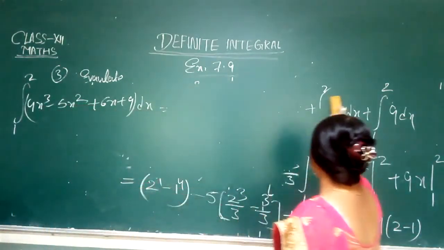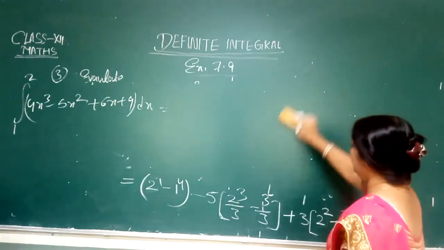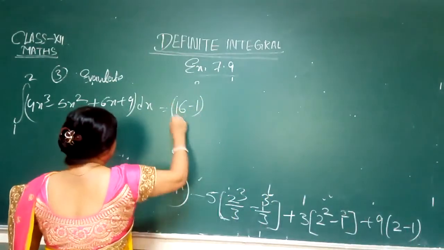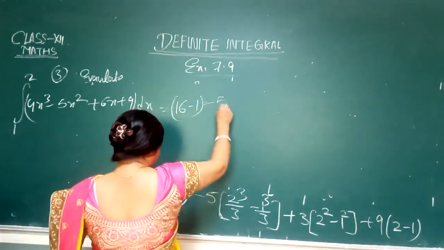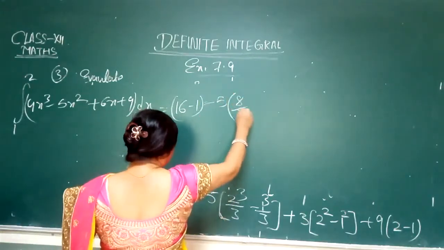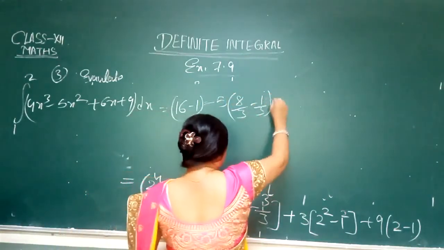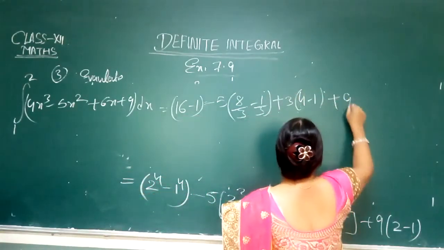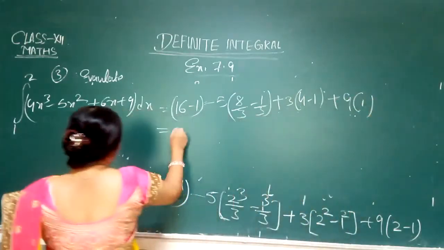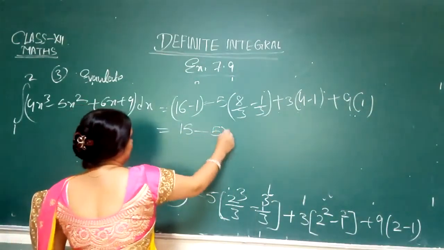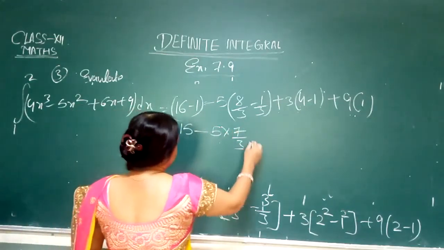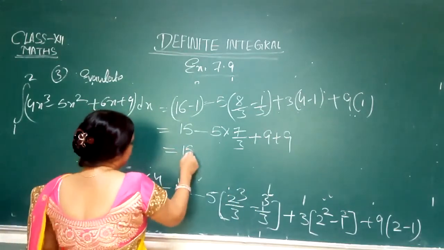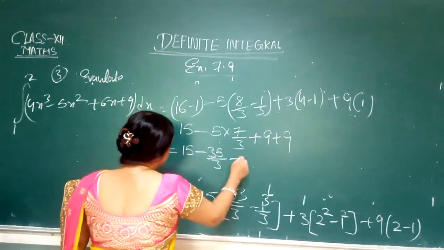After this step, find out 2 raised to power 4, that is 16. So it will come here 16 minus 1 plus minus 5, and here 8 upon 3 minus 1 by 3 plus 3 into 1, 4 minus 1 plus 9 into 1. After that it will become 15 minus 5 into 7 by 3 by taking LCM plus 9 plus 9. After that 15 minus 35 upon 3 plus 18.